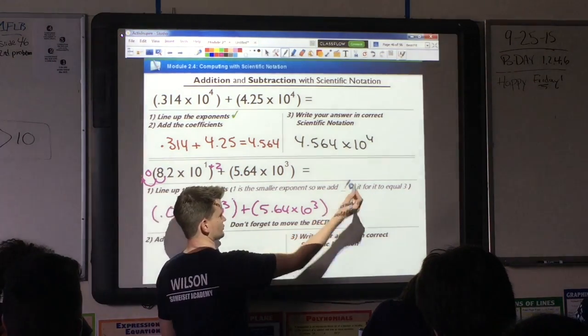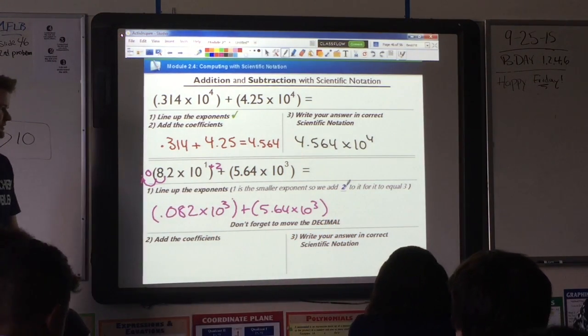Oh, by the way, in case you're wondering here, that's what she said. 1 is a smaller exponent, so we add 2 for it to equal 3.